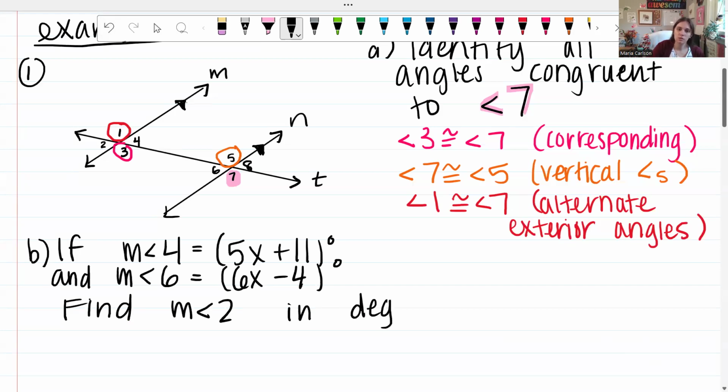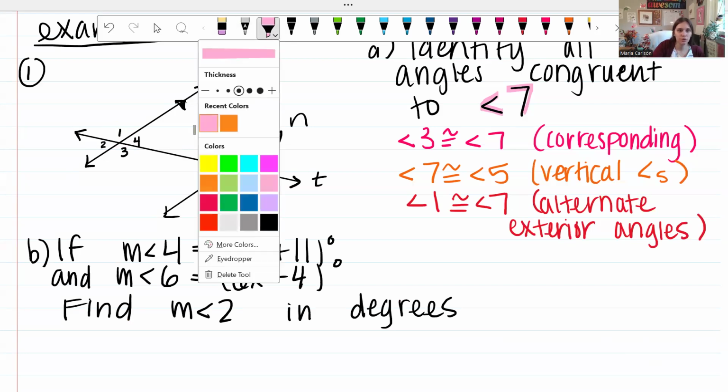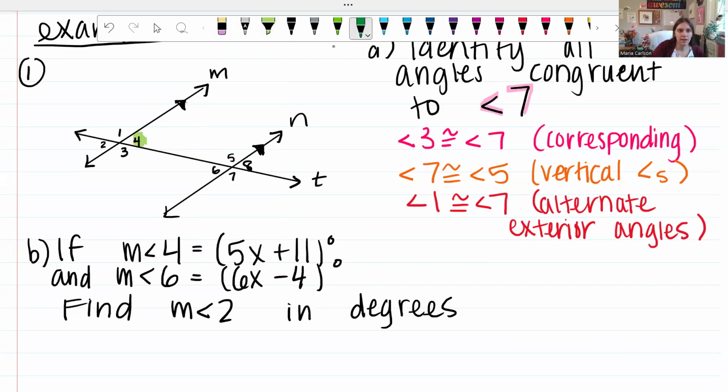So let's kind of take a moment here. We know the measure of angle 4. So I'm going to kind of get rid of some of this highlighting from before. I know the measure of angle 4 is 5x plus 11 degrees. And then we know the measure of angle 6 is 6x minus 4 degrees. And our goal is to find the measure of angle 2.